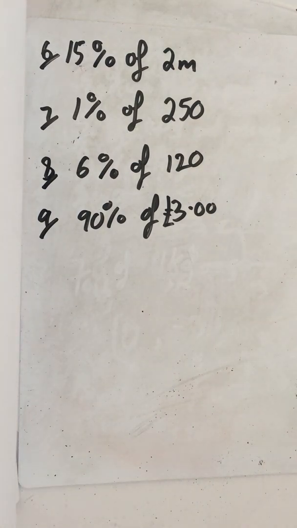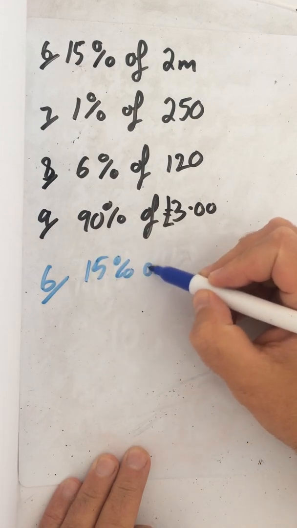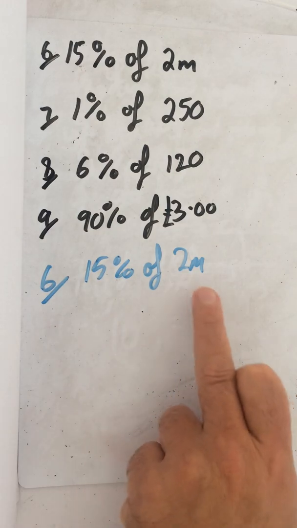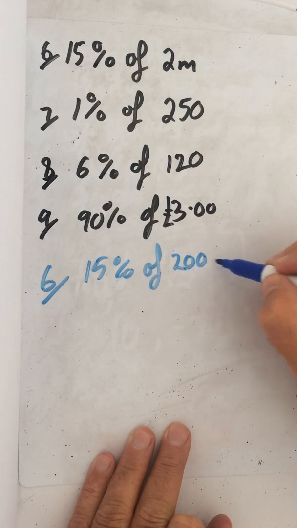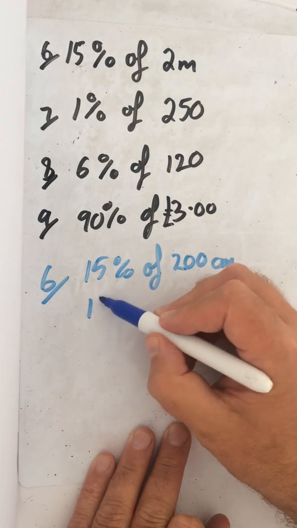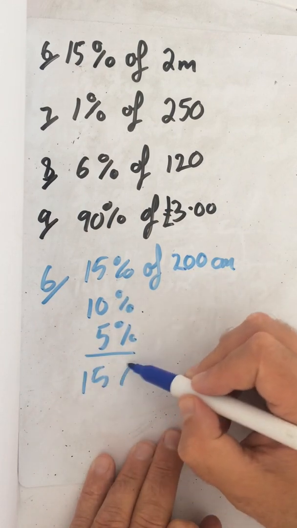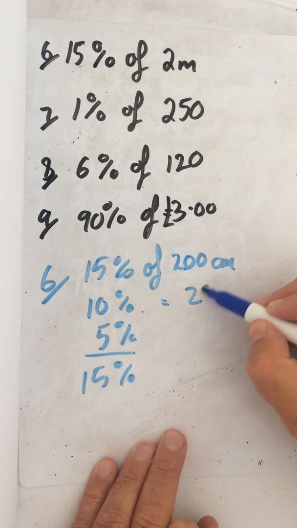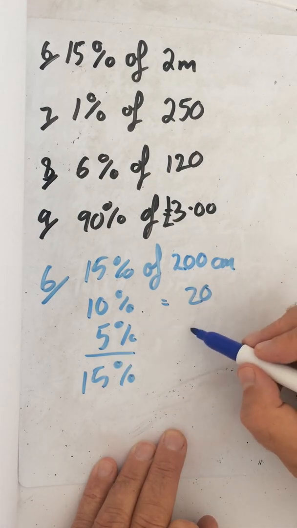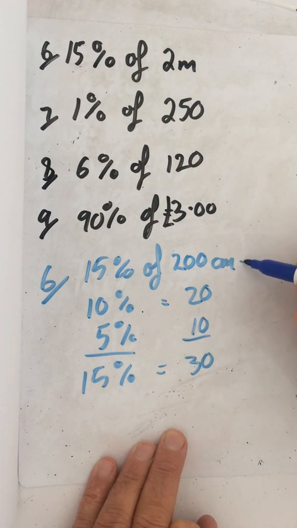Right, so let's look at the first one, number 6. We want to find 15% of 2 meters. Straight away I'm going to convert this 2 meters into 200 centimeters. To find 15%, I know I can find 10% and 5%, and when I add those up, it comes to 15%. So 10% of 200 is 20. 5% of 200 is 10. So 15% is equal to 30. Hopefully you've got that. Equals 30 centimeters.